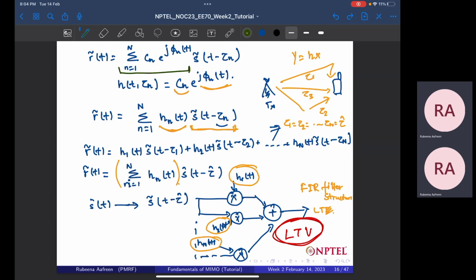Then for the received signal, we can say it is the sum of the transmitted signal multiplied by the channel coefficients at the different paths. So we model the received signal as the sum of the different channels multiplied by the transmitted signal. This can be further simplified into an FIR filter structure, but here the filter coefficients, these h i's, are time varying. In our earlier FIR filter structure, the coefficients were linear time invariant, but here they will be linear time variant. That is why the channels are linear time variant.